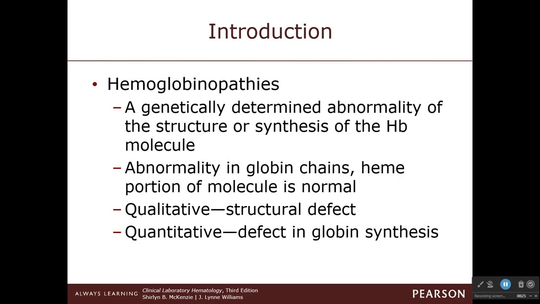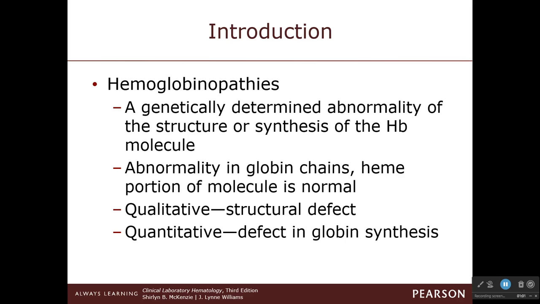Basically, it's genetically determined abnormalities of the structure or synthesis of the hemoglobin molecule. In this case, we're not talking about heme in general, but we're talking about the whole molecule, hemoglobin. So most of the time, listen to me close, heme is normal. It is the globin chain that is abnormal. The globin chain is abnormal in these hemoglobinopathies.